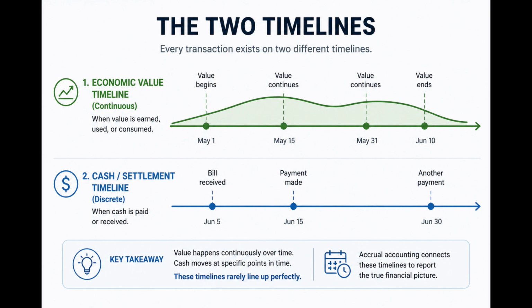Timeline number 2 is the settlement timeline. This is when cash moves. So examples would include paying a bill, receiving income, making a loan payment. These are discrete.